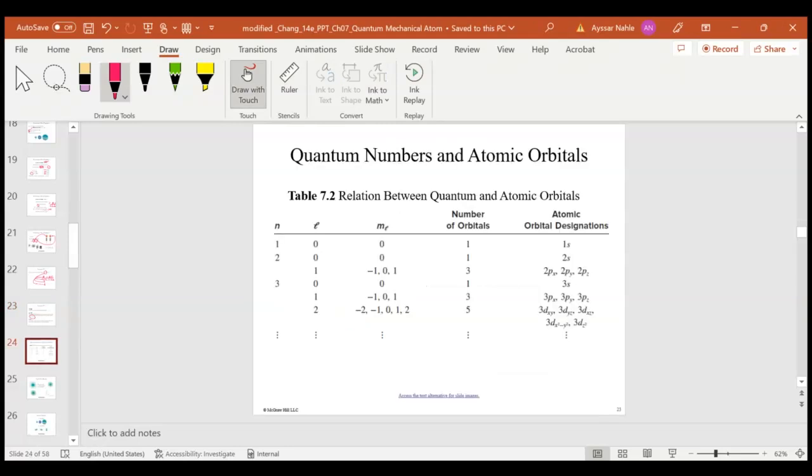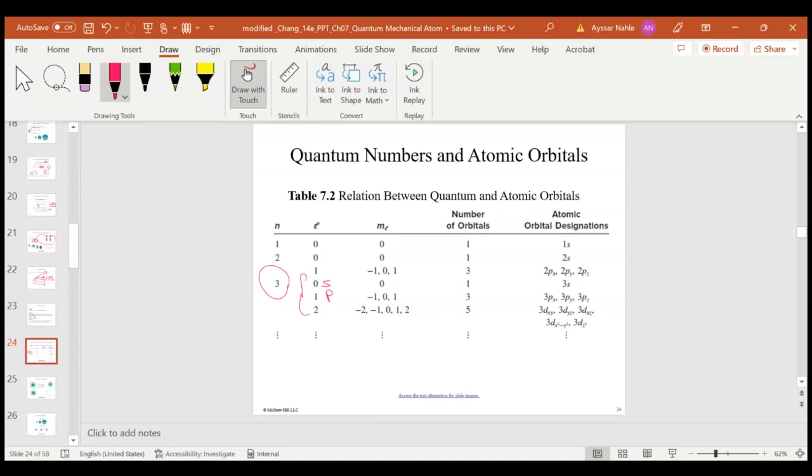Now, again in here, if you have, for example, n equal to 3, for n equal to 3, the L will be 0, 1, 2. And for L equal to 0, ML will be 0. For 1, minus L to plus L, from minus 1 to plus 1, from minus 2 to plus 2 in here. Now, number of orbitals, how many orbitals?